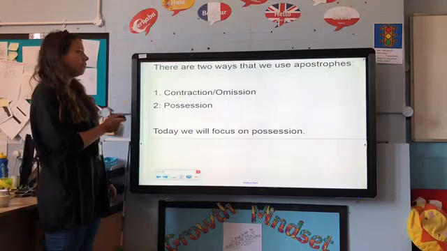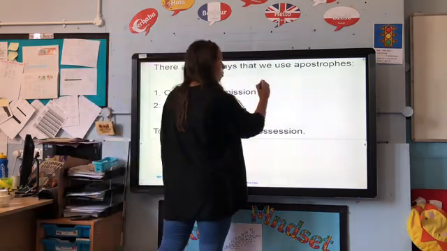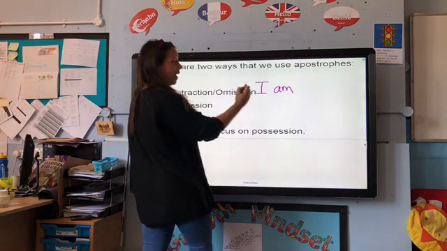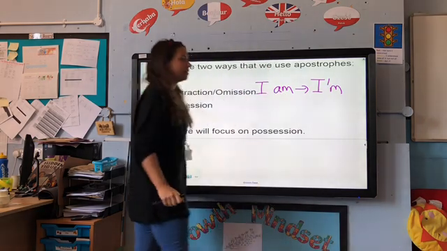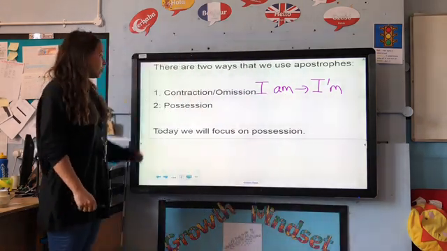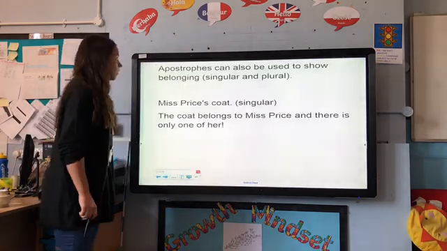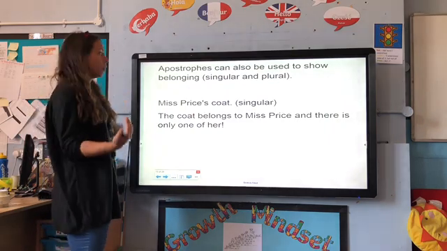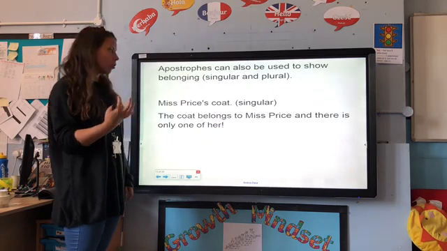So there are two ways that we can use an apostrophe. So for a contraction or omission, for example, if you were contracting I am, you would use an apostrophe, and that replaces the letter A. And the second use is for possession, which we're going to talk about today. So like I've said before, it could be to show that something belongs to one person, or to show that something belongs to a group of people or a group of objects.